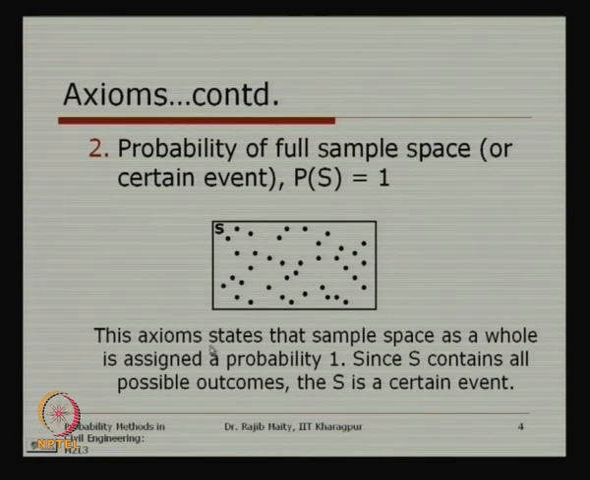This axiom states that the sample space as a whole is assigned probability 1, since S contains all the possible outcomes; S is a certain event. So, this is the second axiom of probability.